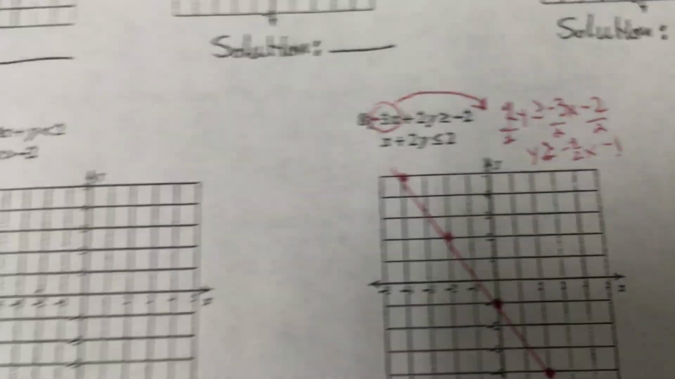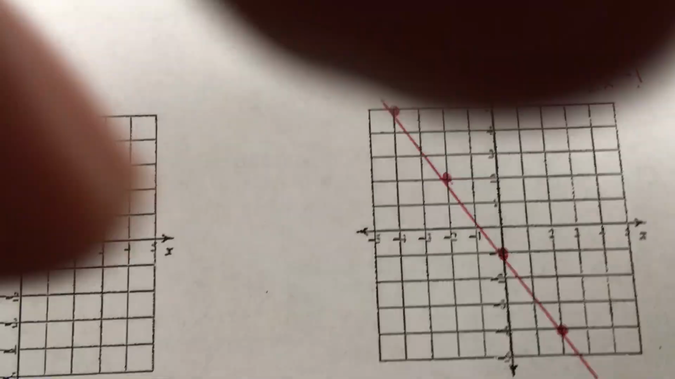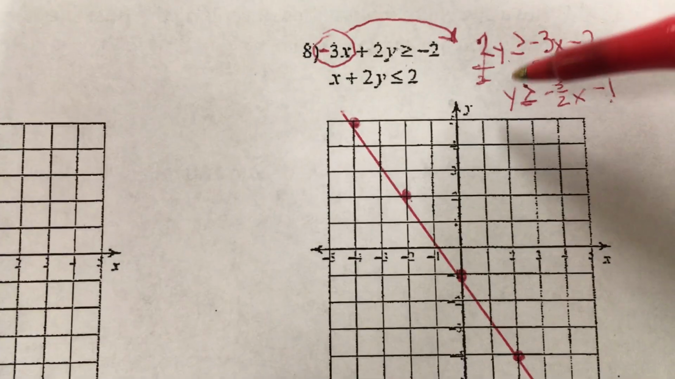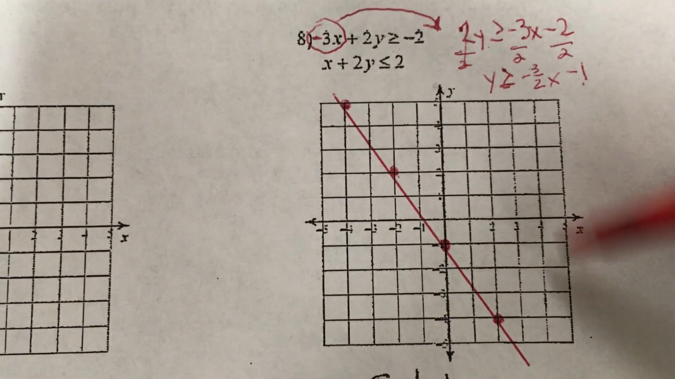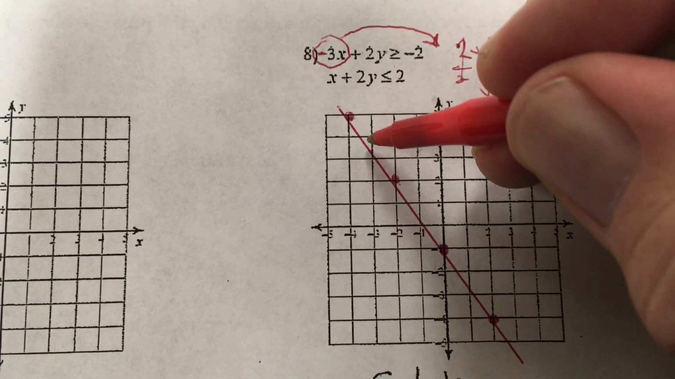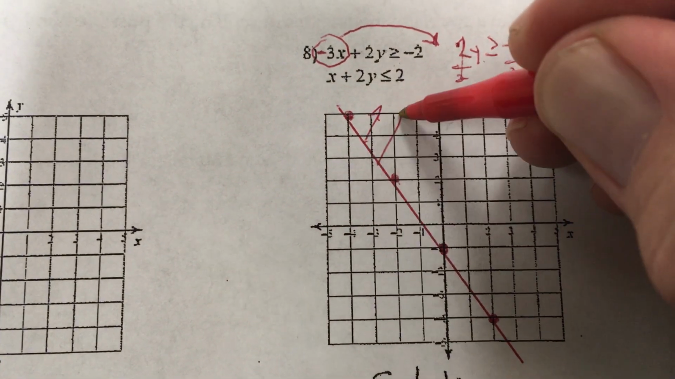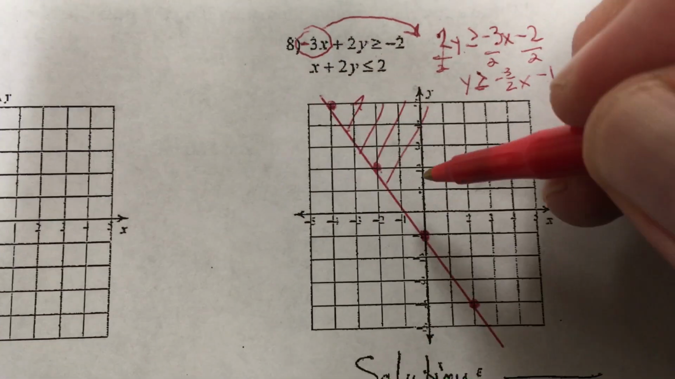Then I have to determine which side I want to shade on this line. Again, we have a greater than symbol, which usually means that we shade above the line. So I'm just going to shade up. I know that these are my answers.